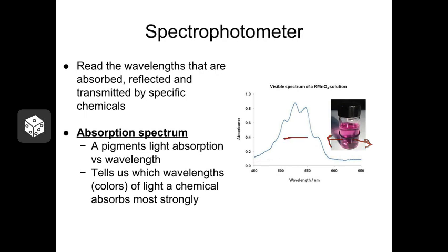However, the absorbance is really high in the middle of the spectrum. This represents green and yellow light. The chemical doesn't look green or yellow to us because it's absorbing those wavelengths of light.